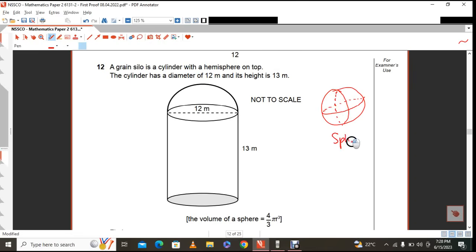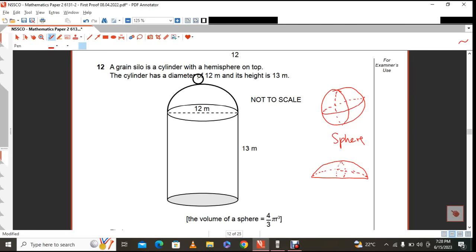This is called a sphere. A hemisphere is half of that. Are you with me? So the hemisphere represents half of that. So that's what we're looking at. The top part is a hemisphere, which is half of a sphere.